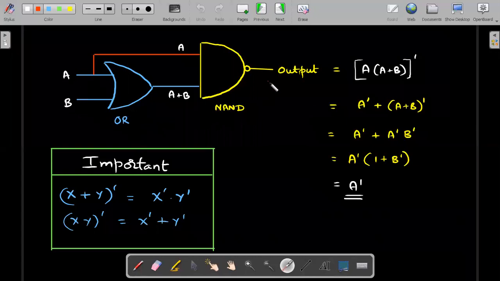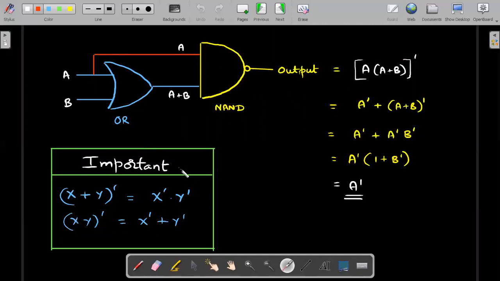Just follow this. I've redrawn this, and this is an OR gate, right? So OR is represented by a plus. And this A is taken again here. This is a NAND gate, that means you multiply these two and then take a complement. So the output is A into (A plus B) whole complement.